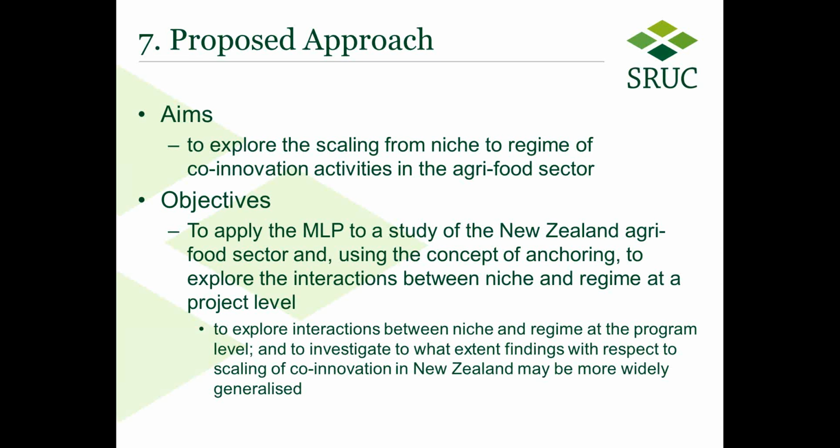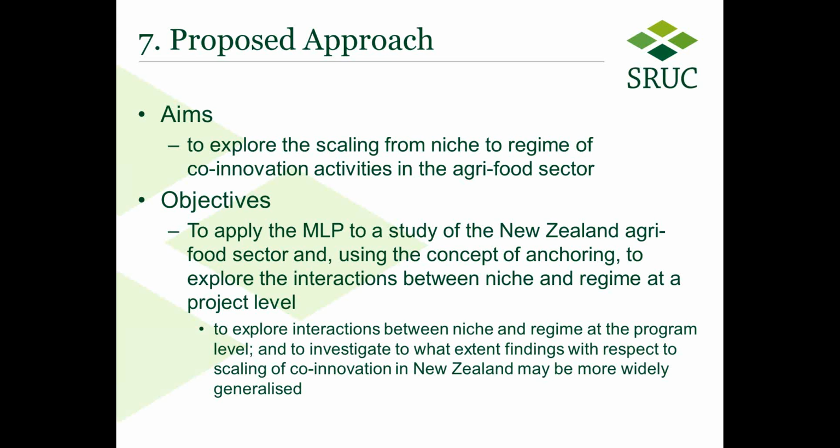So that's the primary objectives. As secondary objectives, we're also interested at the program level in interactions between niche and regime. That's very much around the activities of Stream 3, if you think about the work they're doing around enabling co-innovation, and also bearing in mind the international funding structure of the project, we're interested in investigating the extent to which findings around scaling of co-innovation apply more widely. So that's particularly in the Scottish context.